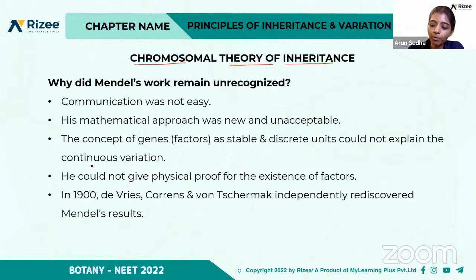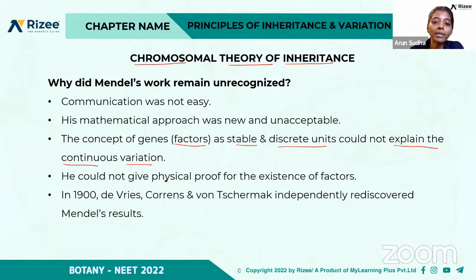And also the concept of genes, which he referred to as factors, as stable and discrete units, could not explain continuous variation. So what does this mean? There occur many variations in an environment. You can see the variety of plants, right? So many varieties, but he couldn't account for the variation that exists in organisms, because he said that an offspring will only look like a parent and there is no blending or mixing of the characters, right? So he didn't explain anything about the variation.